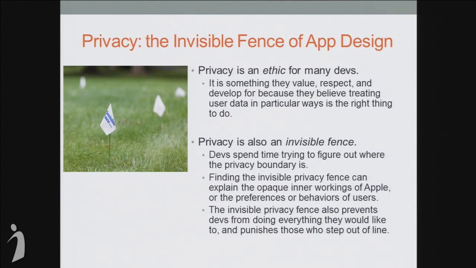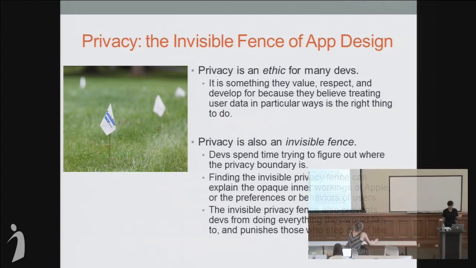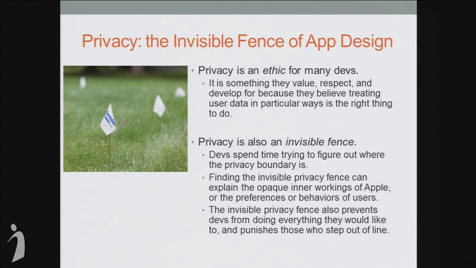This authority combined with inscrutability made privacy into sort of an invisible fence. There's no question that privacy was and is an ethic for many of the developers in this space. It's something they value, respect, and develop for because they believe treating user data in particular ways is the right thing to do. But privacy was also this invisible fence. Developers spend a lot of time trying to figure out where the privacy boundary is. Finding that invisible fence can help explain the opaque inner workings of Apple's approval process or the preferences and behaviors of users. So the invisible privacy fence also prevents developers from doing everything they'd like to do and sometimes punishes those who step out of line.